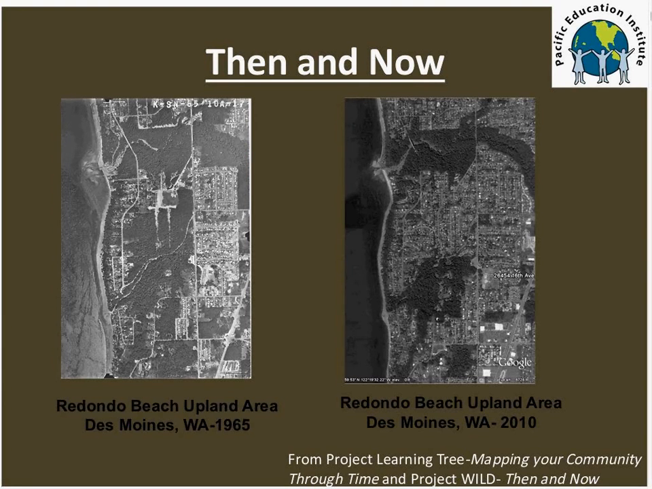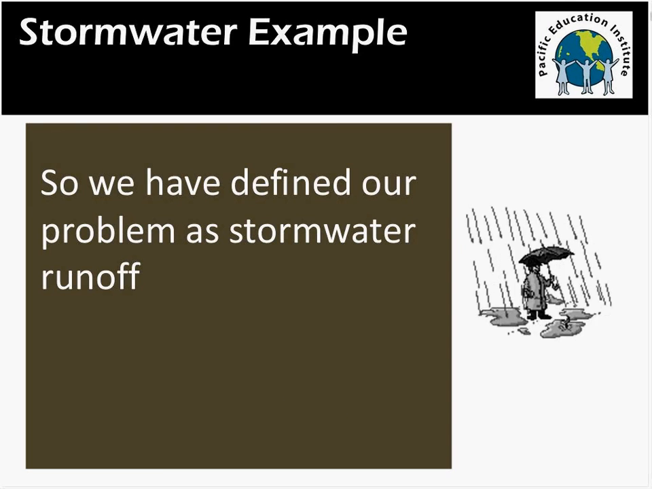You can actually quantify what's going on here by putting a grid over it or putting dots, and actually have a percentage of development that's happened in impervious surfaces. And that idea comes from two lessons, either from Project Learning Tree, Mapping Your Community Through Time, and Project WILD has a lesson called Then and Now. So we have defined our problem as stormwater runoff.